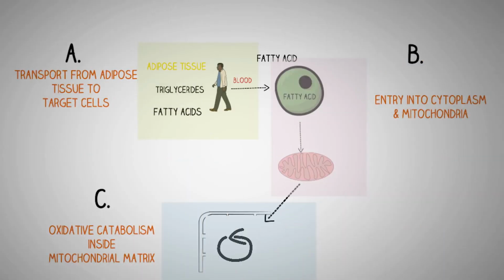Up till now we have studied the transport of free fatty acids from adipose tissue to the target cells. We have also studied the entry of free fatty acids into the cytoplasm and the mitochondria. In the next part of the video, we will discuss in detail the oxidative catabolism that happens inside the mitochondrial matrix. So for a complete understanding of the beta oxidation topic, make sure to watch that video.